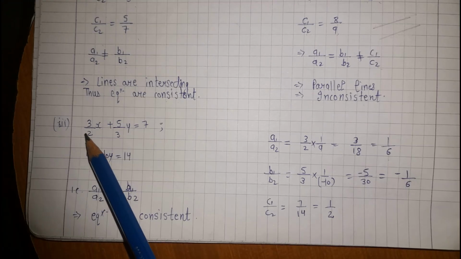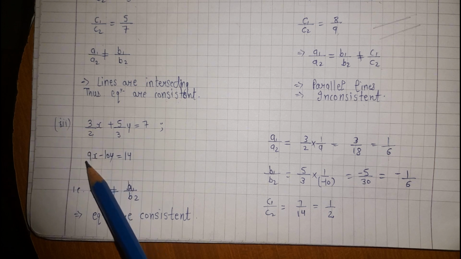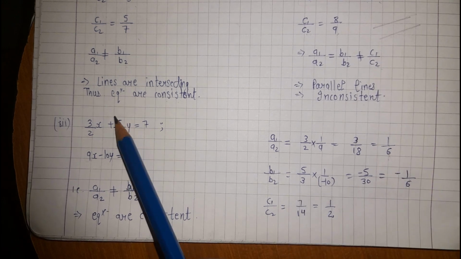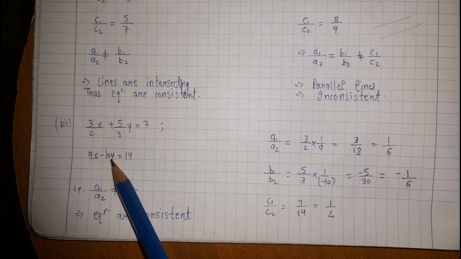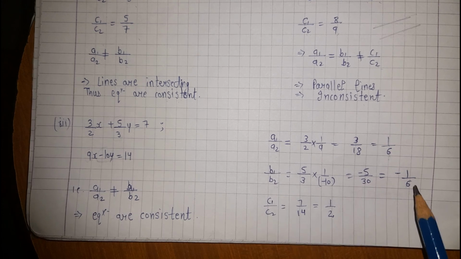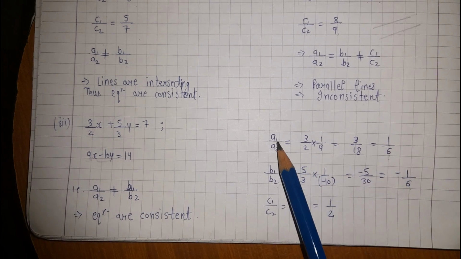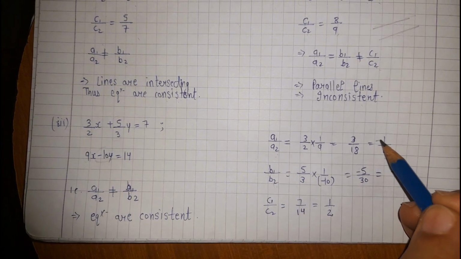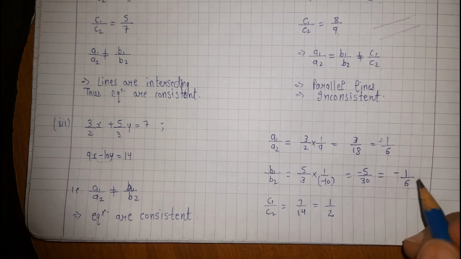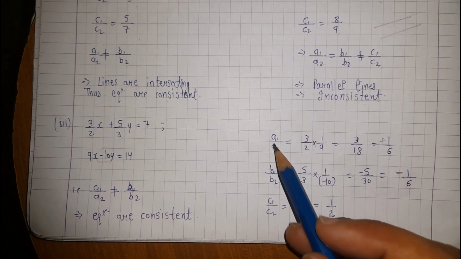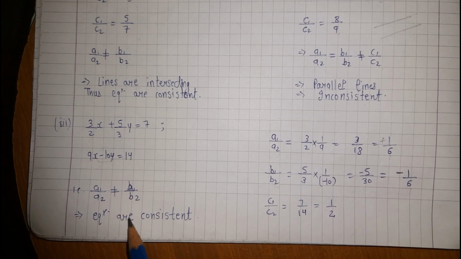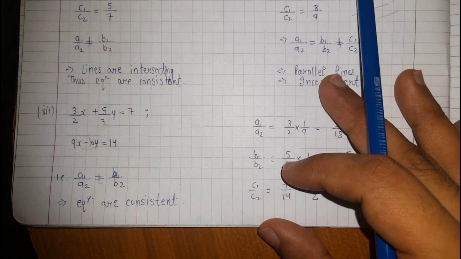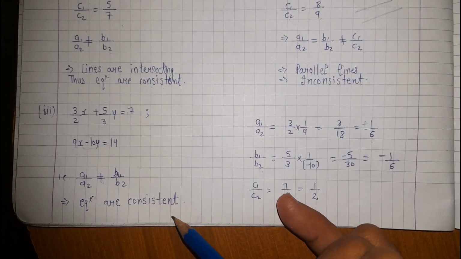In the third equation, a1 is 3 upon 2, a2 is 9. So the ratio a1 upon a2 is equal to 1.6. b1 is 5 upon 3 and b2 is minus 10. So b1 upon b2 is equal to minus 1.6. Since a1 upon a2 is plus 1.6 and b1 upon b2 is minus 1.6, they are not equal to each other. Hence this is a case of intersection, and we know that intersecting lines are consistent. So these two equations are consistent equations.